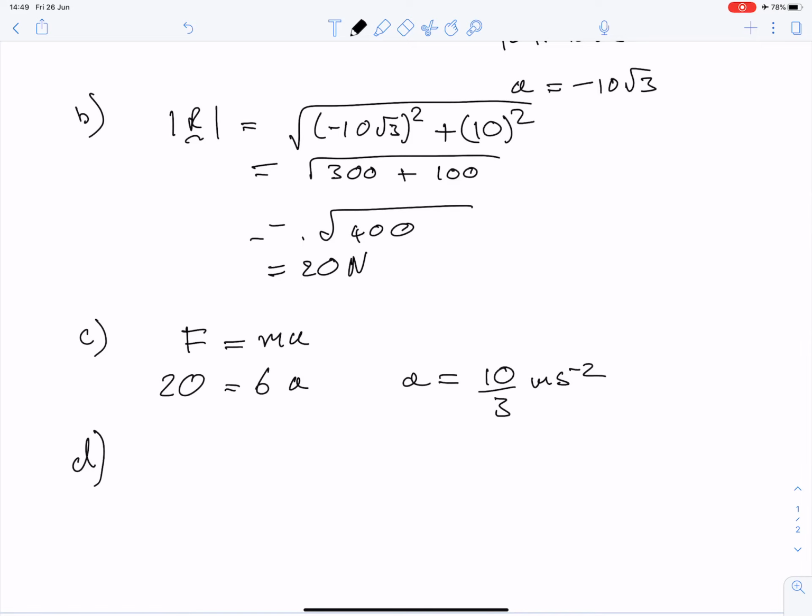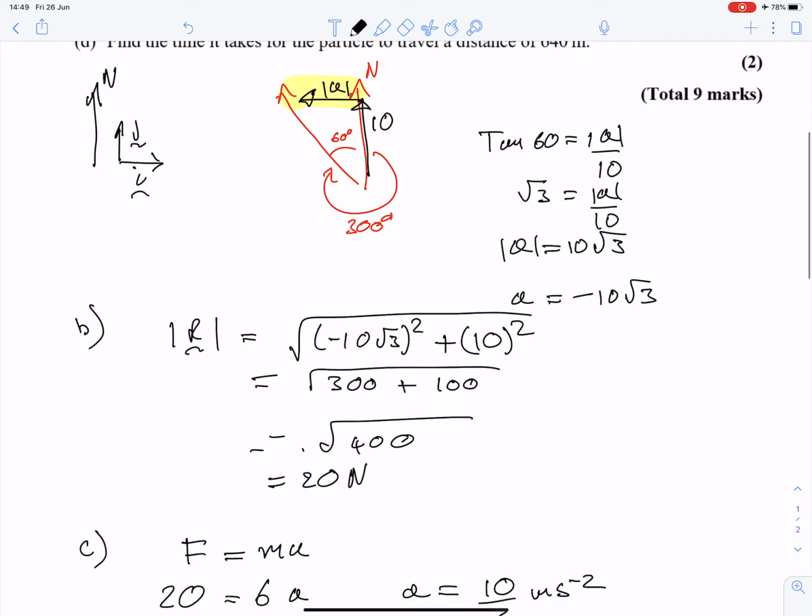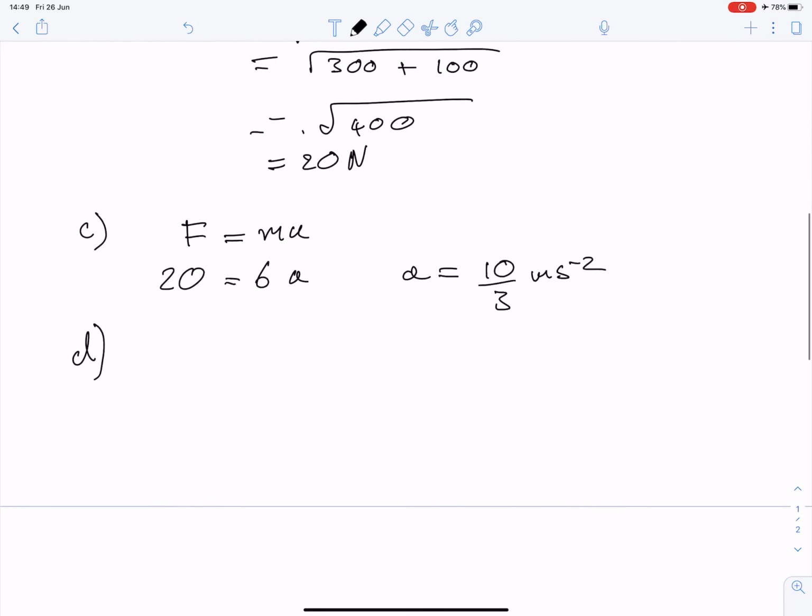Part D. Find the time it takes the particle to travel a distance of 640 meters. So again, key knowledge to remember. Force is constant. Therefore, acceleration is constant.